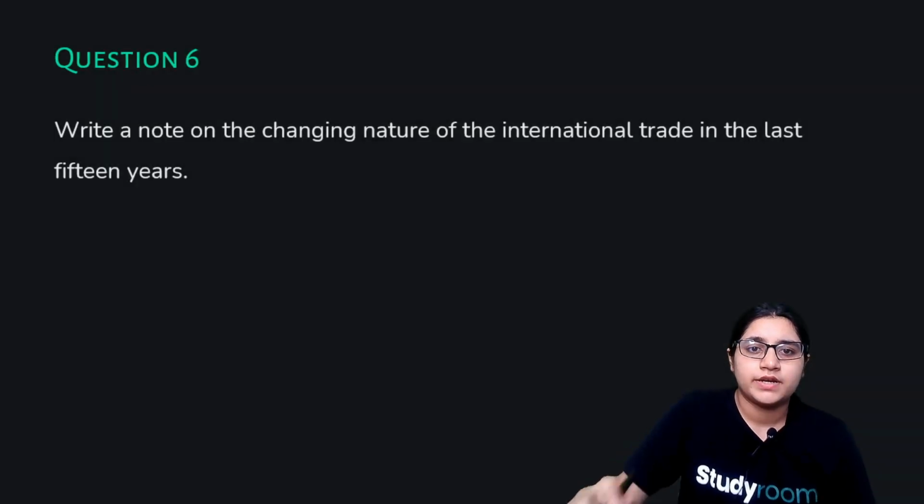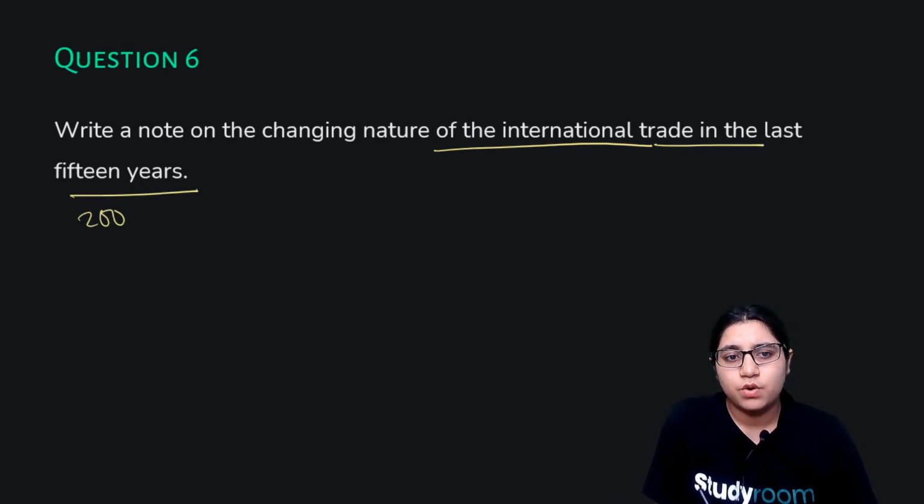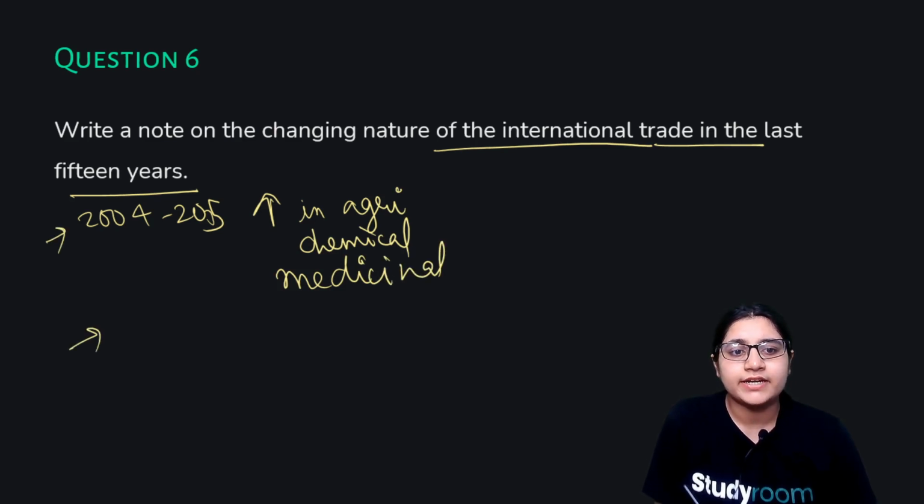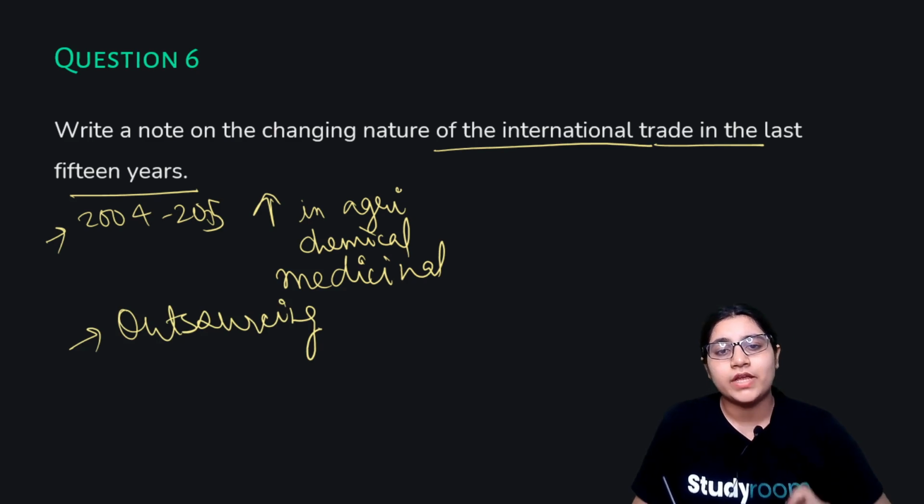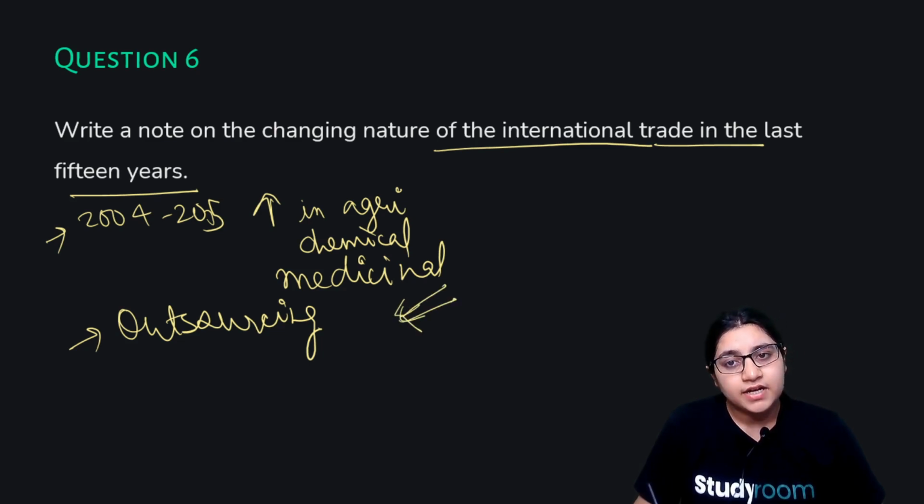Write a note on the changing nature of international trade in the last 15 years. Around 2004 to 2005, there was a significant increase in agricultural exports, chemical exports, and medicinal exports, which is very profitable for us. And even right now outsourcing is done. In the IT sector, people living in Bangalore are working for international companies. Our services are being used by other companies, and a significant trade is done here.